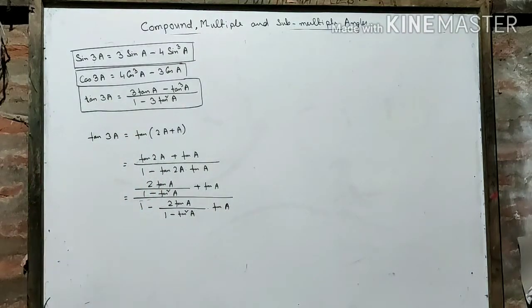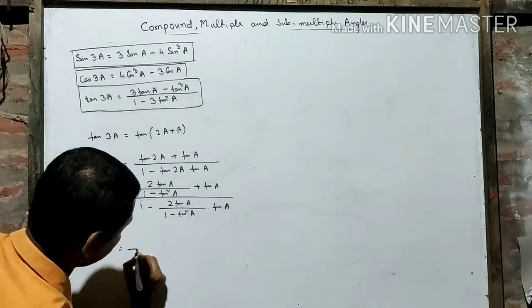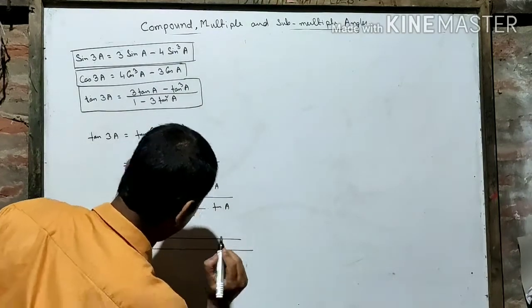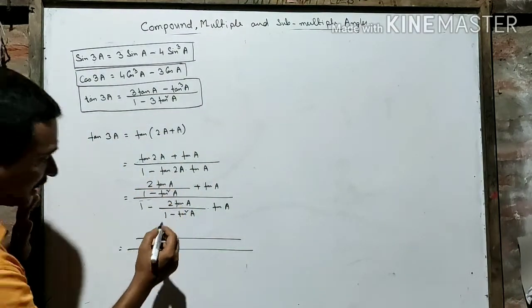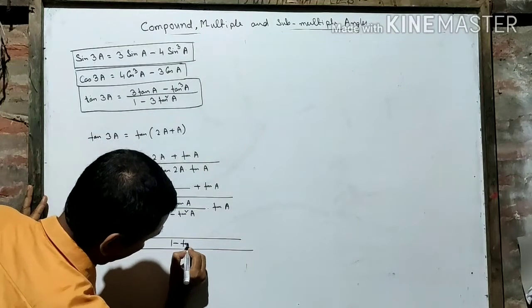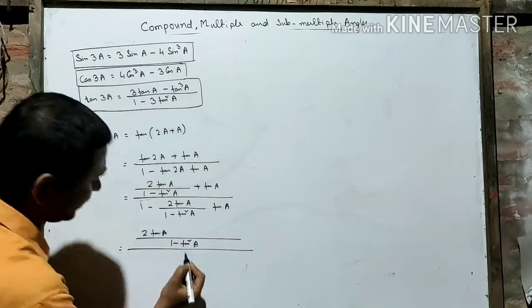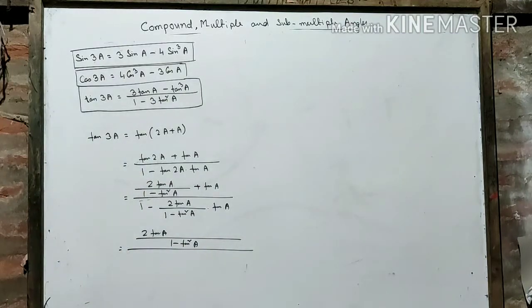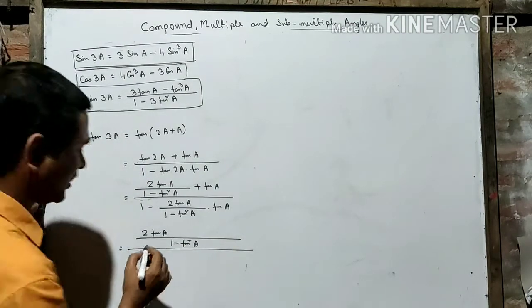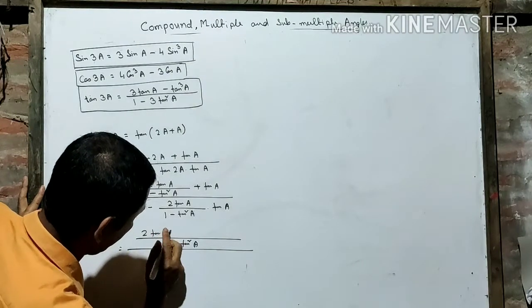Now we will take LCM. So the numerator will be, what is the LCM here? 1 minus tan square A. 1 minus tan square A. These proofs are not so important for exam, but still it enhances your idea.